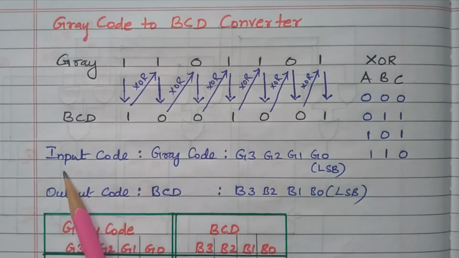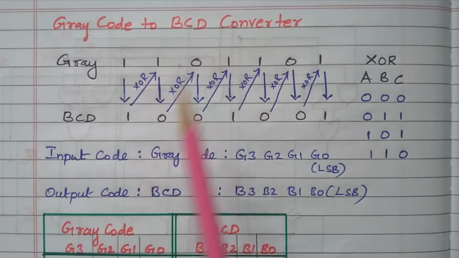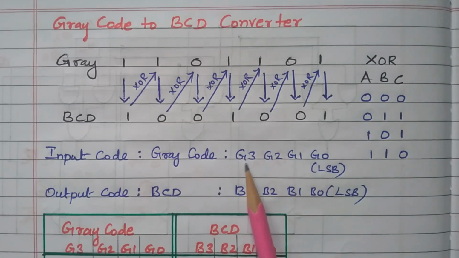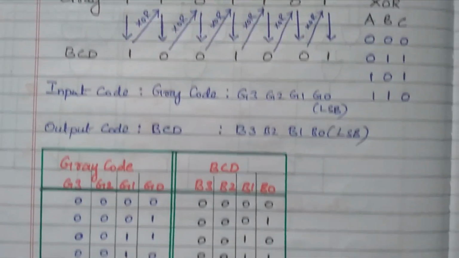Now we will frame the truth table for the gray code to BCD code converter. In this, the input code is gray code G3, G2, G1, G0. G0 is the LSB, G3 is the MSB. Similarly, the output code is BCD, B3, B2, B1, B0. B0 is the LSB, B3 is the MSB. With this notation, we'll go for the truth table of the gray code to BCD code converter.